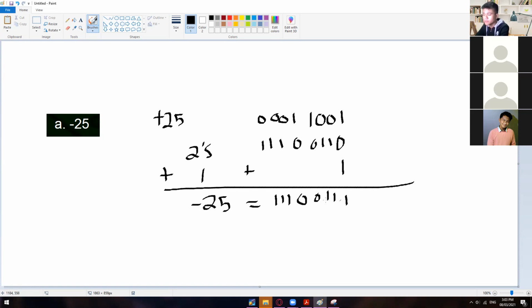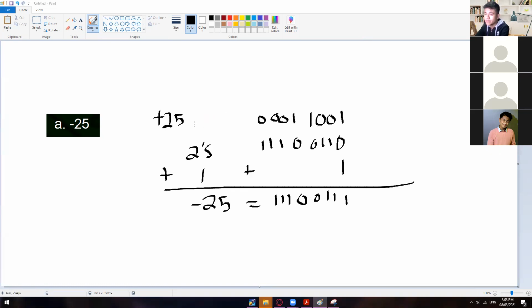All right. So are we clear so far? Are we clear with this example?